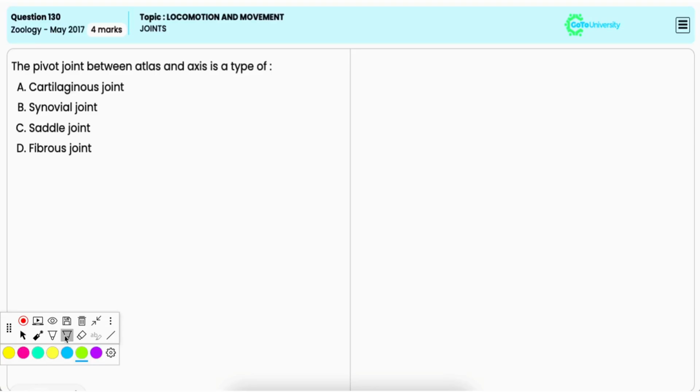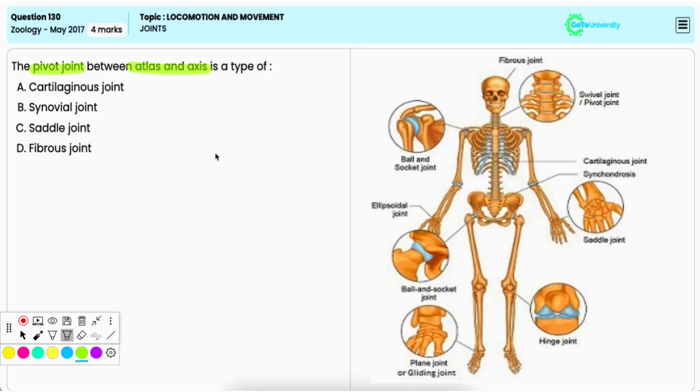In this question, you have to identify what type of joint the pivot joint present between atlas and axis is. Option A, cartilaginous joint. It is incorrect because cartilaginous joints are connected by cartilage and they allow limited movement, such as the intervertebral disc between vertebrae.